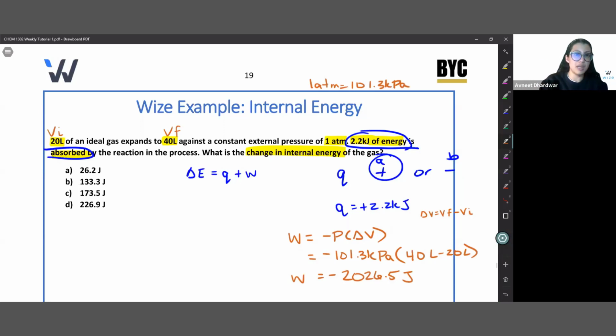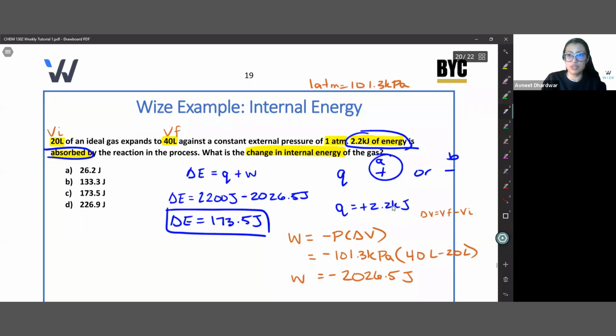This is another step that a lot of students would probably forget on their test: the units of work we get are joules, but the units of Q they gave us are kilojoules. So we need to convert that into joules. Just multiply by 1,000 and you get 2,200 joules for Q. Then you add the work, which is a negative value. Now you solve for delta E, and it's 173.5. A bit of a tricky question, but that's your answer. The answer was C here.